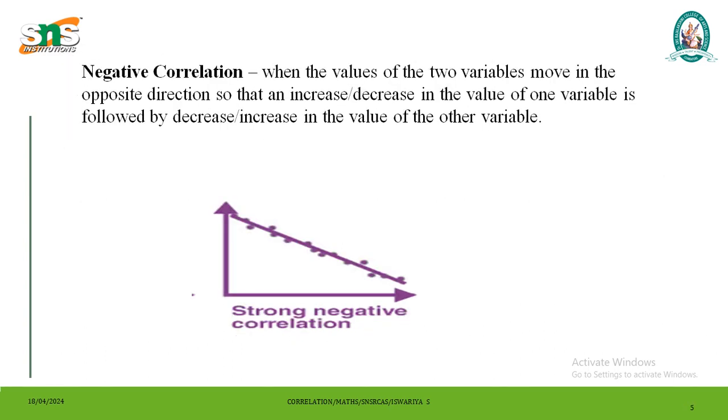The next one is negative correlation. When the values of the two variables move in the opposite direction, so that an increase or decrease in the value of one variable is followed by a decrease or increase in the value of the other variable, it is called a negative correlation, and this is the diagram for strong negative correlation.